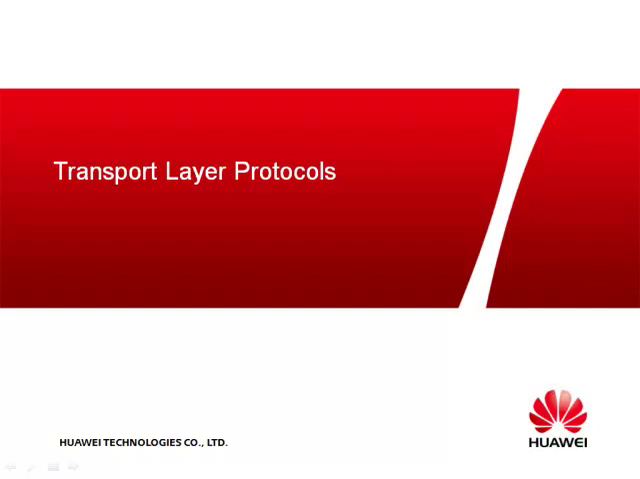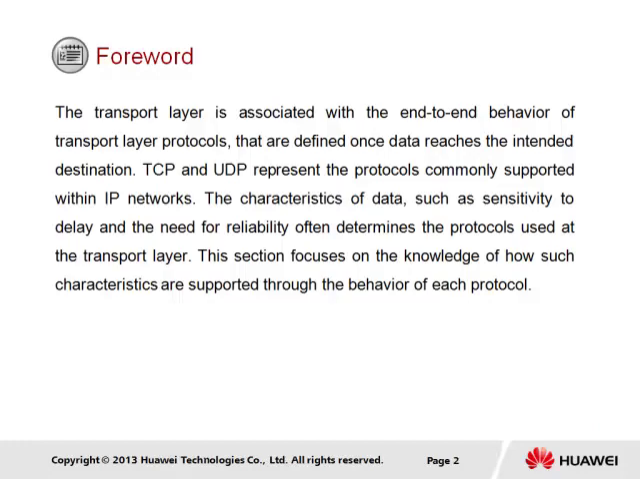Here we introduce transport layer protocols for TCP/IP in support of building communication between applications. The transport layer is associated with the end-to-end behavior of transport layer protocols that are defined once data reaches the intended destination. TCP and UDP represent the protocols commonly supported within IP networks. The characteristics of data, such as sensitivity to delay and the need for reliability, often determine the protocols used at the transport layer. This section focuses on the knowledge of how such characteristics are supported through the behavior of each protocol.